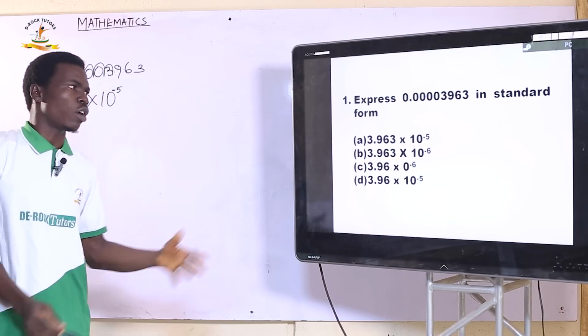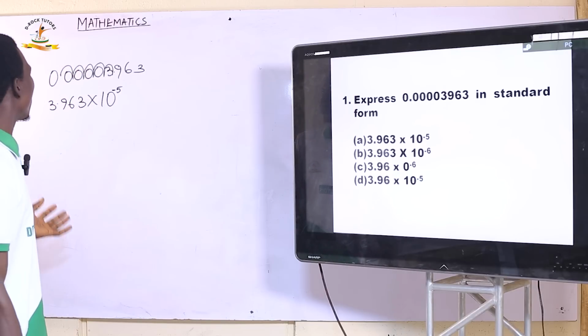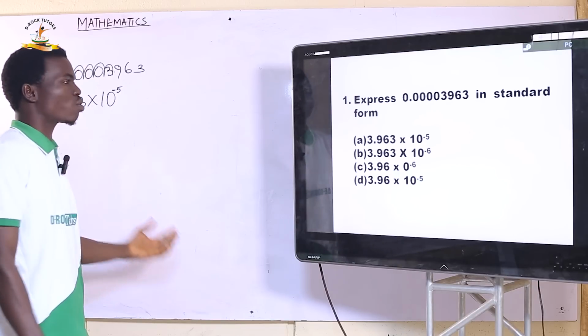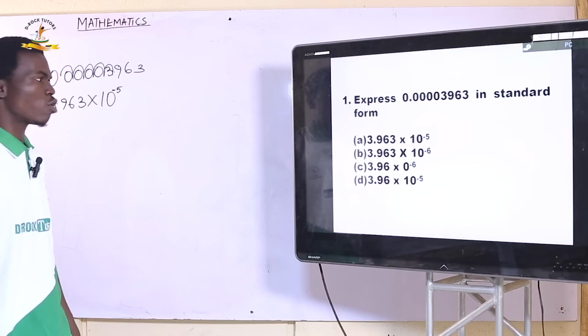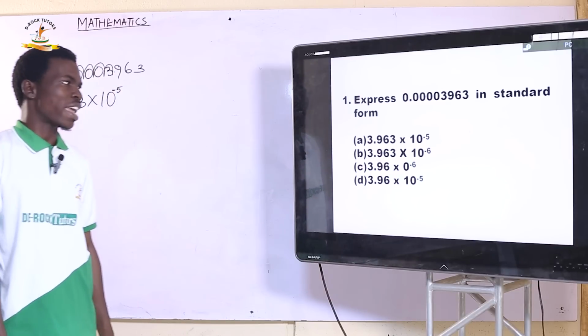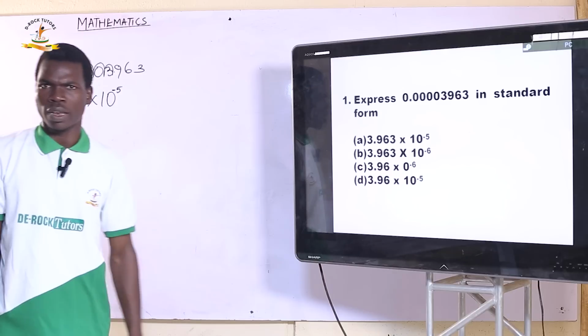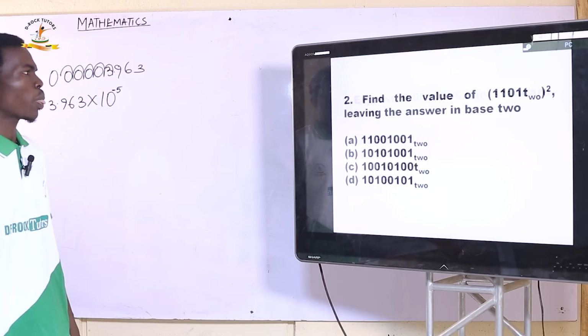So if we look at all the options, the option that has 3.963 times 10 raised to power minus 5 is option A. So option A is the correct option for question 1. So we go to the next question.